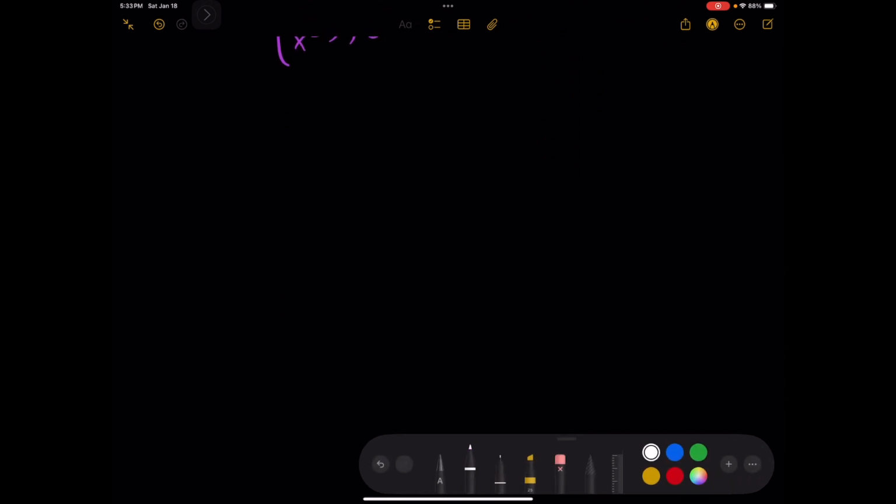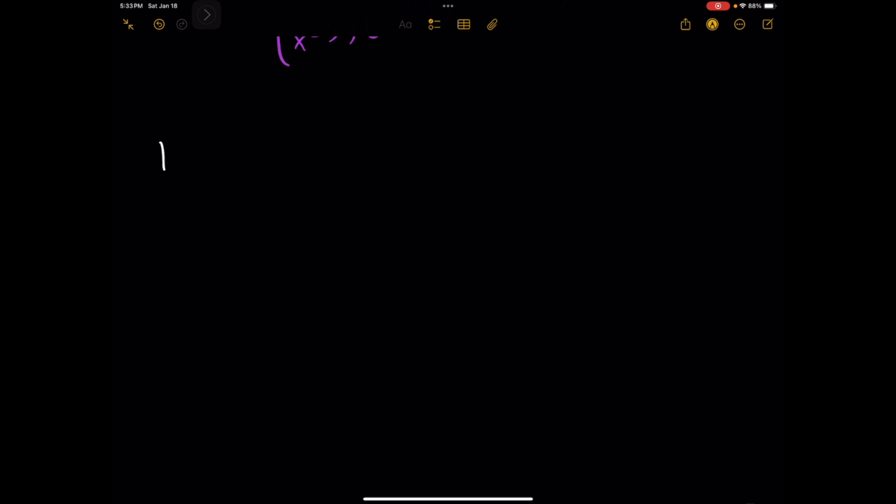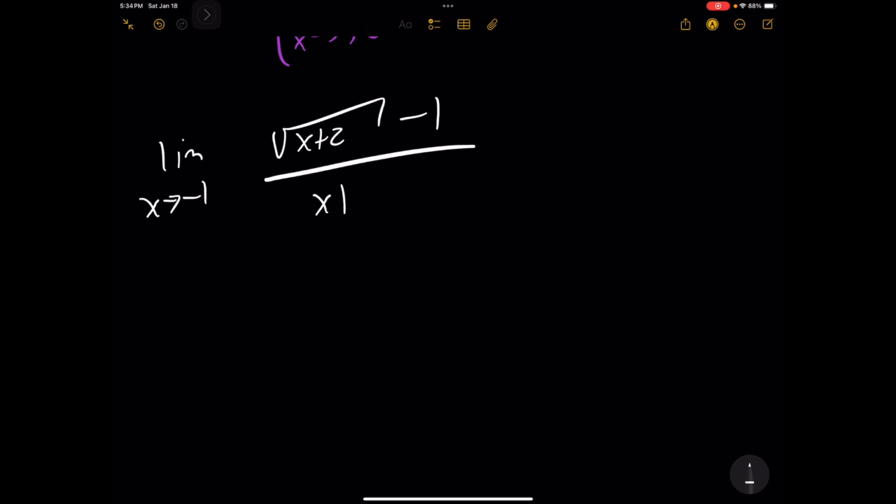Let's keep going with a couple more examples. What if I have something like this? The limit as x approaches negative 1 of root x plus 2 minus 1 all over x plus 1. A question you should ask yourself here, maybe pause the video and see if you can figure out how to manipulate this function to get the limit. But the thing that should jump out to you is that there's a root here, and whenever we see a root, we very often need to take the conjugate.